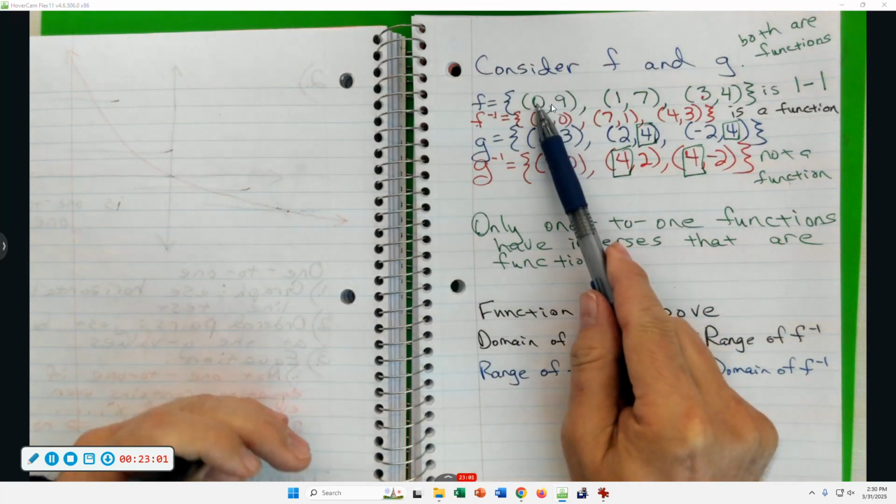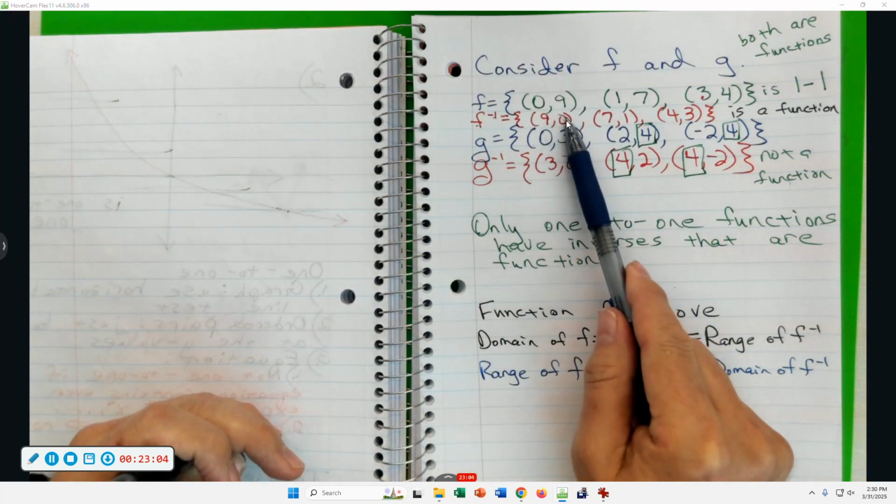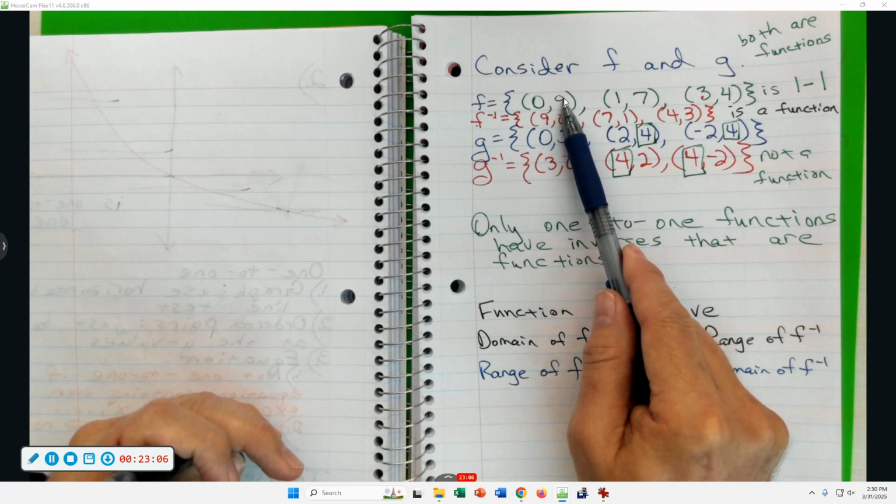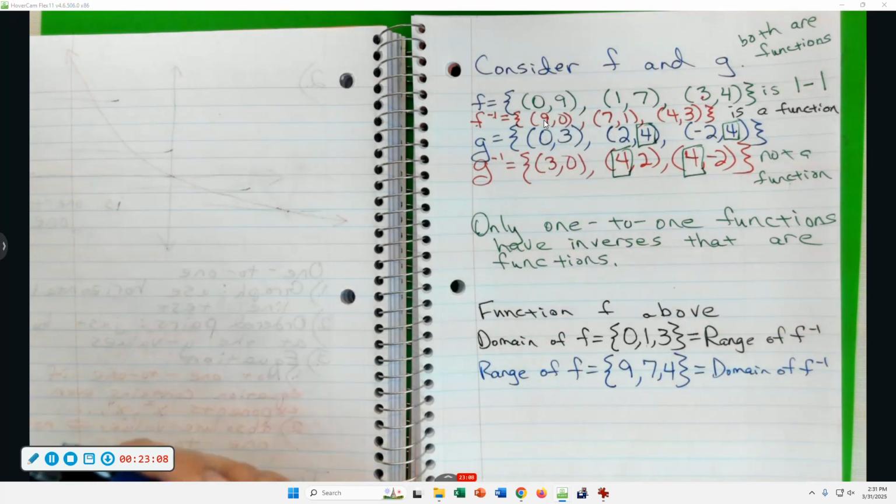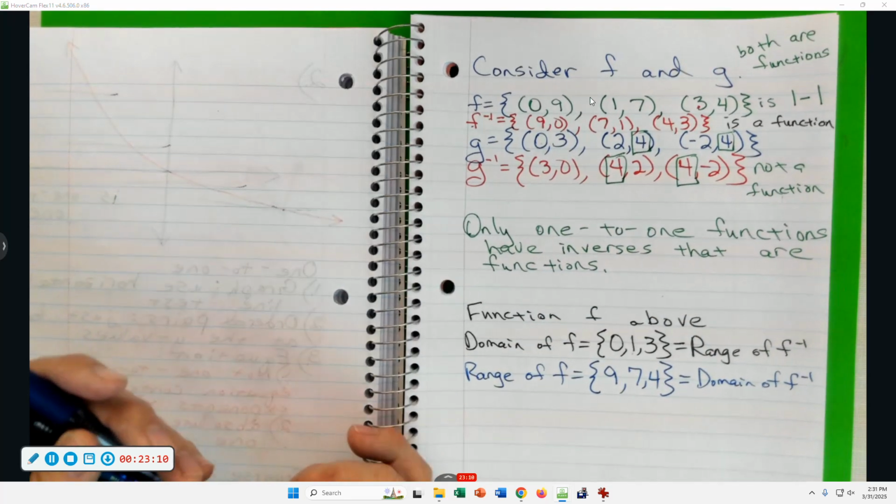The x's in the original became y's in the new. The y's in the original became x's in the new. Any questions there?